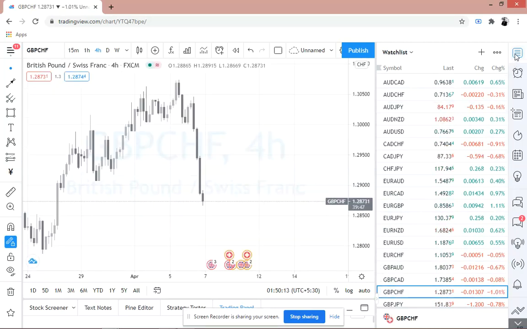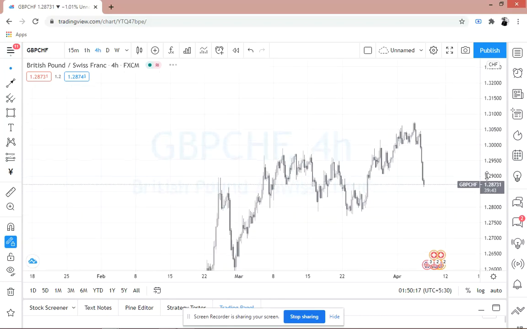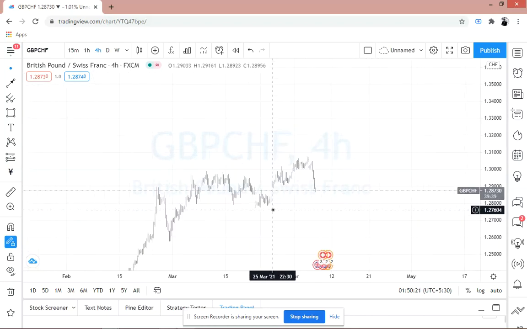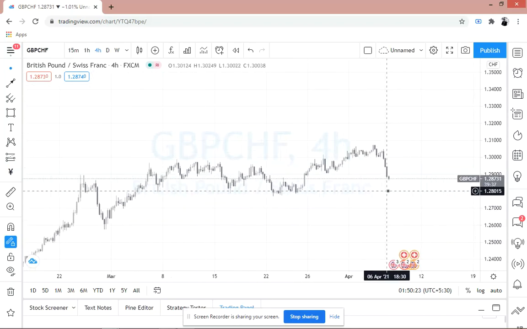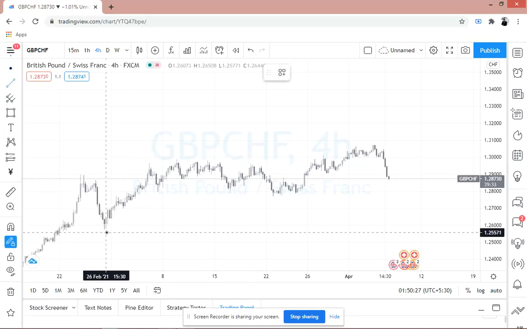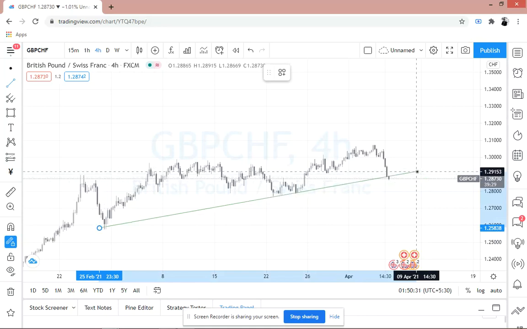CAD JPY. The trend is up. So we look for buy opportunity. We have some uptrend, some buyers here.